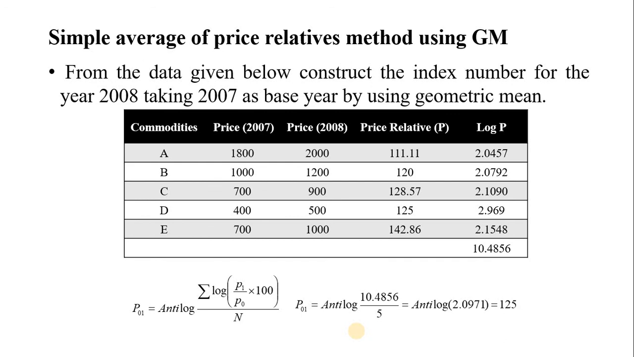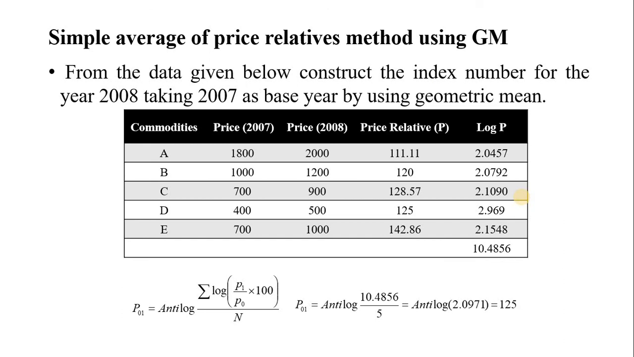Okay, similarly we can also find out the same thing using GM. What we have to do for that? The same method. Look at these five commodities A, B, C, D, their prices in 2007 and 2008. This will be the current period and this will be the base period. So find out the price relatives. 2000 divided by 1800 into 100, it is 111.11. Then you find out the price relative for all these commodities.